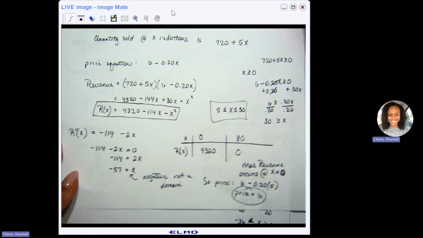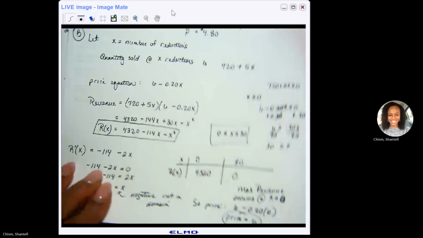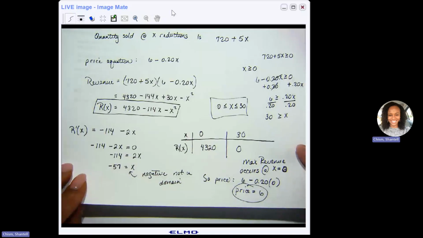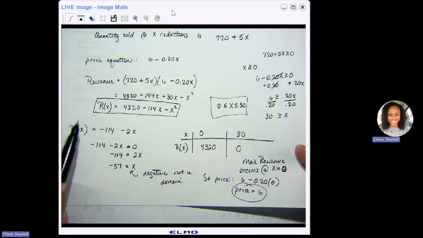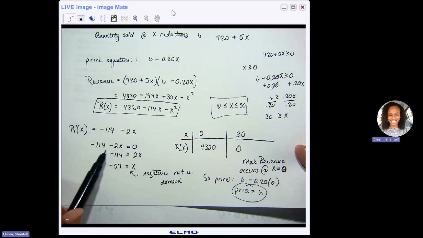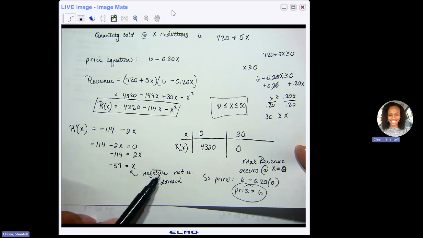So for part B, here's that answer there where we got it. Again, when we took the derivative of the revenue function, we then solved it for x by setting the derivative equal to 0. It was not in the domain, so we tossed it out.